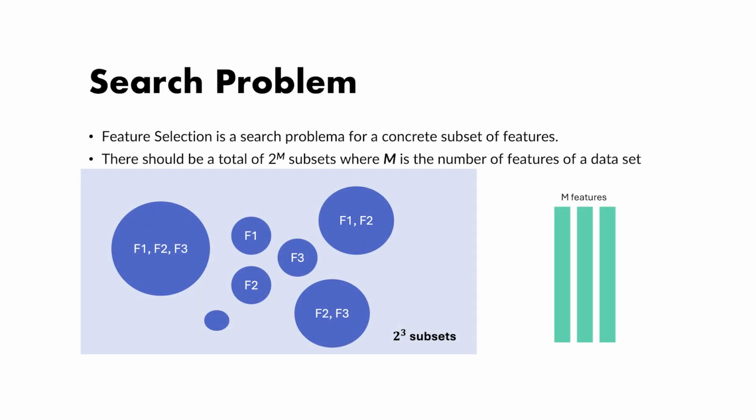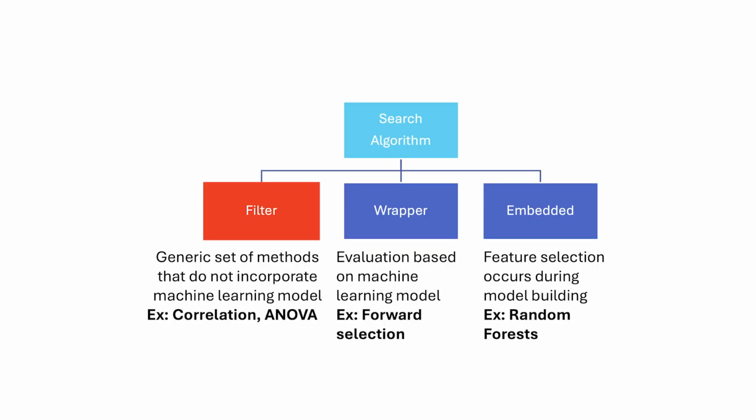Formally, feature selection is a search problem for a concrete subset of features. Let's say you have a dataset of m features. Then we have the possibilities of 2^m datasets, including the empty set. There are several strategies to perform feature selection, including filter methods, wrappers, and embedded methods. Let's see each one of them in detail.